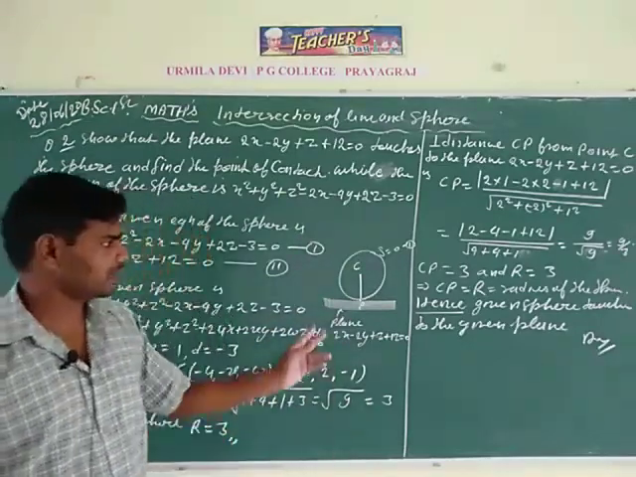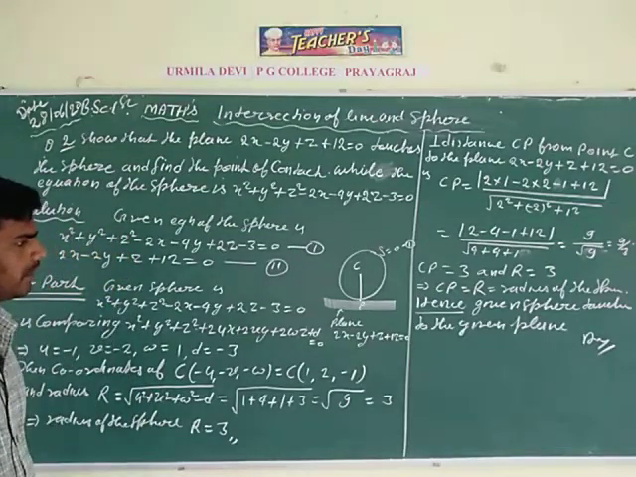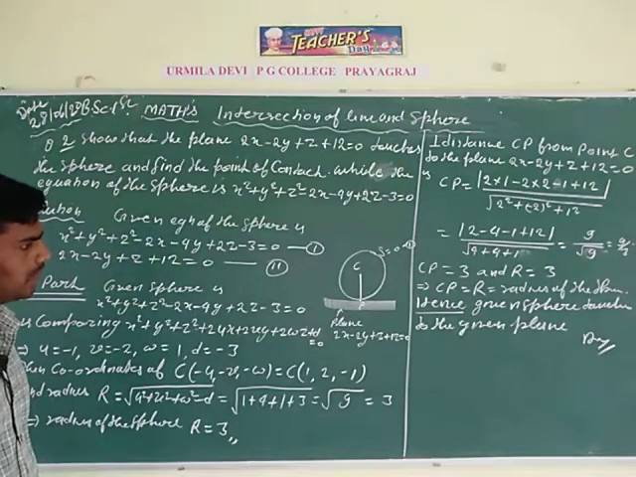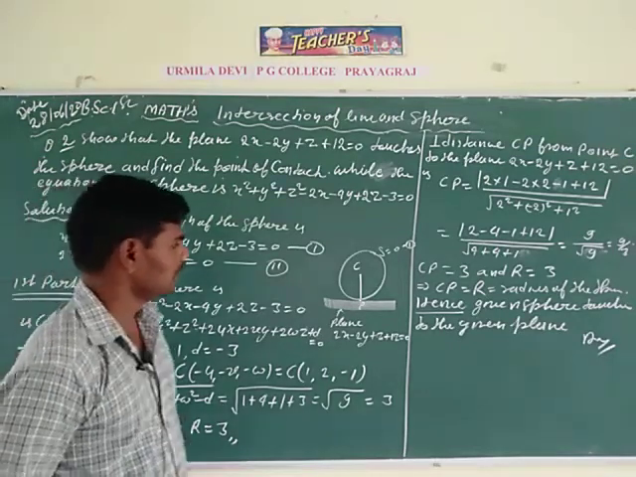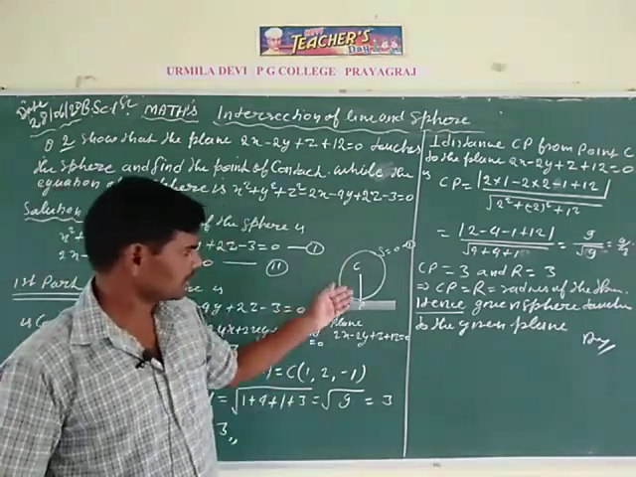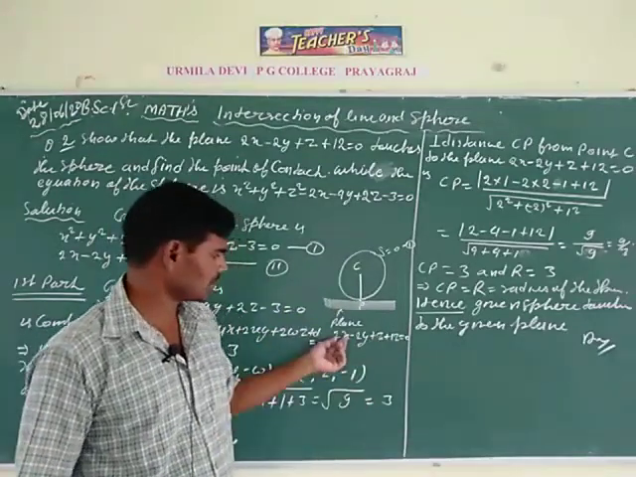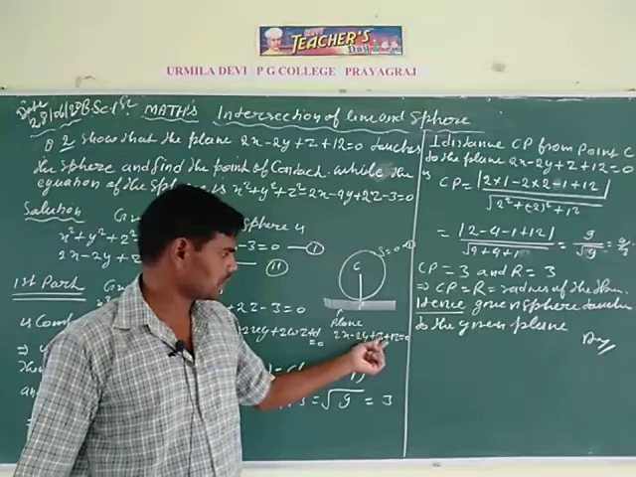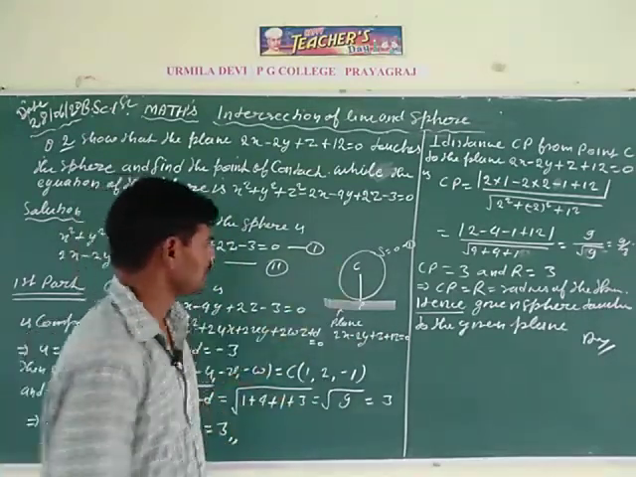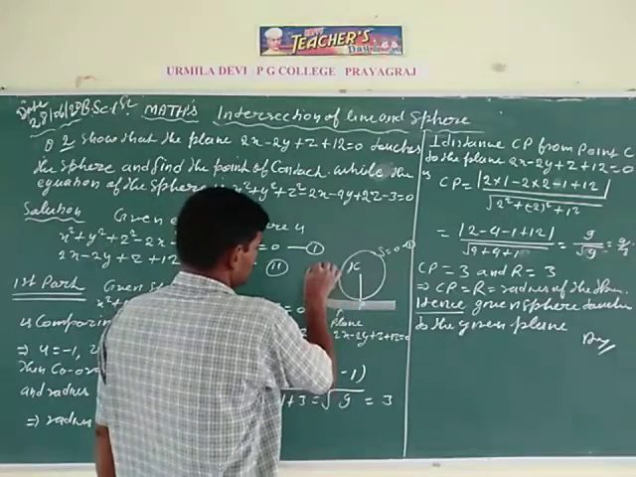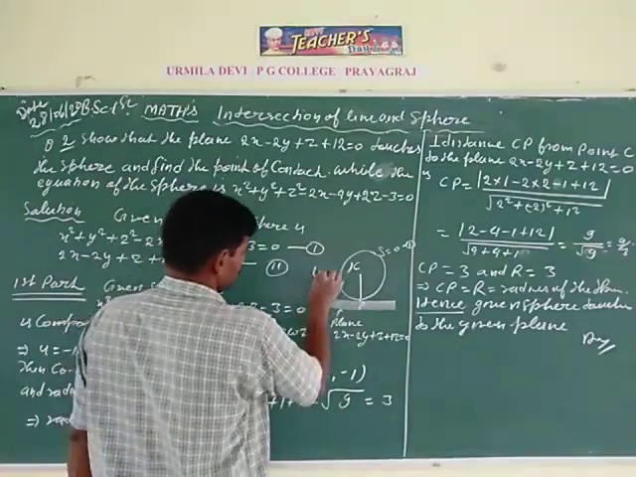After this, find the point of contact. Suppose the point of contact is point capital P, then find the coordinates of point capital P. From the figure it is clear that Cp is a straight line, called the normal line to the given plane 2x minus 2y plus z plus 12 is equal to 0. This normal line is passing through the point capital C, whose coordinates are 1, 2, minus 1.